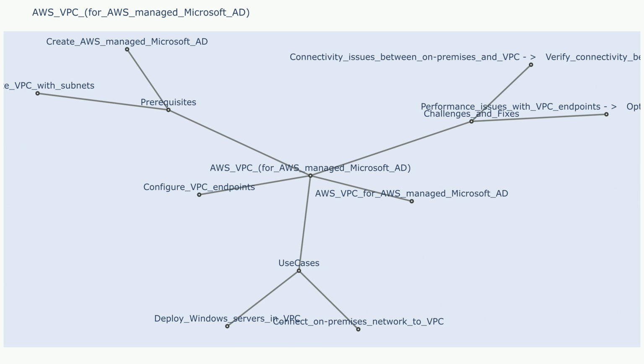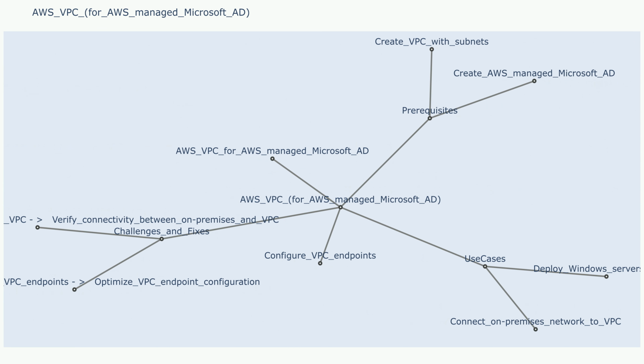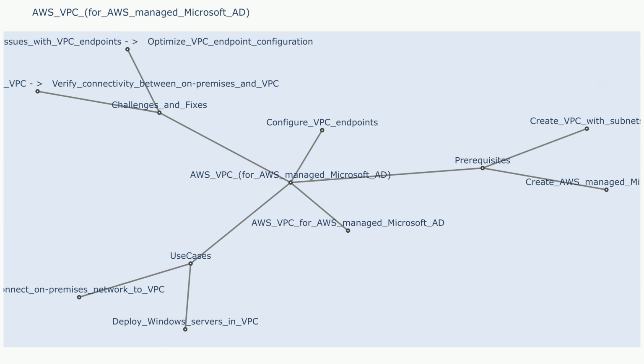Create VPC with subnets. You need to create a VPC with at least one subnet for the domain controllers. The subnet must be in the same availability zone as the domain controllers. You can also create additional subnets for other resources, such as user workstations.